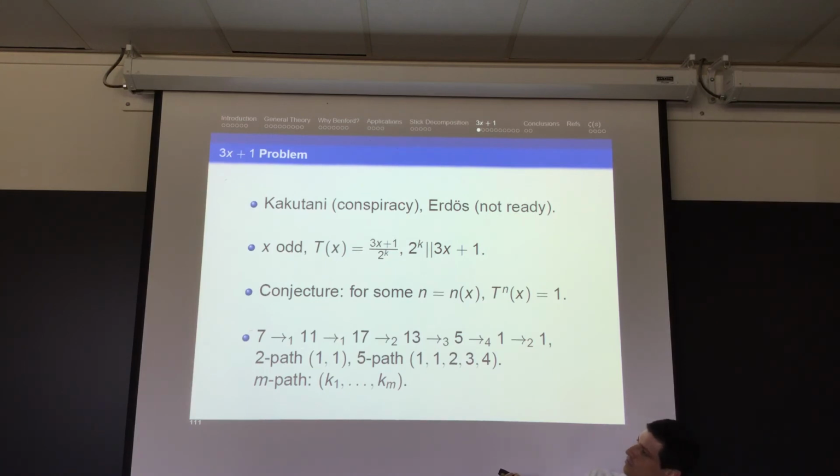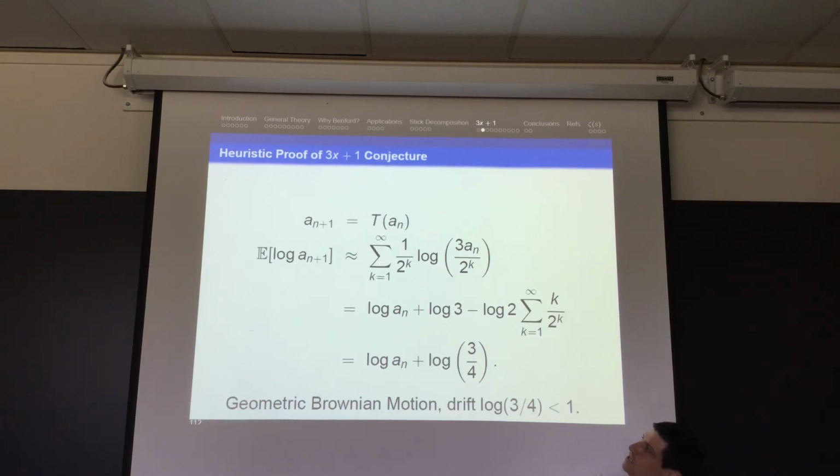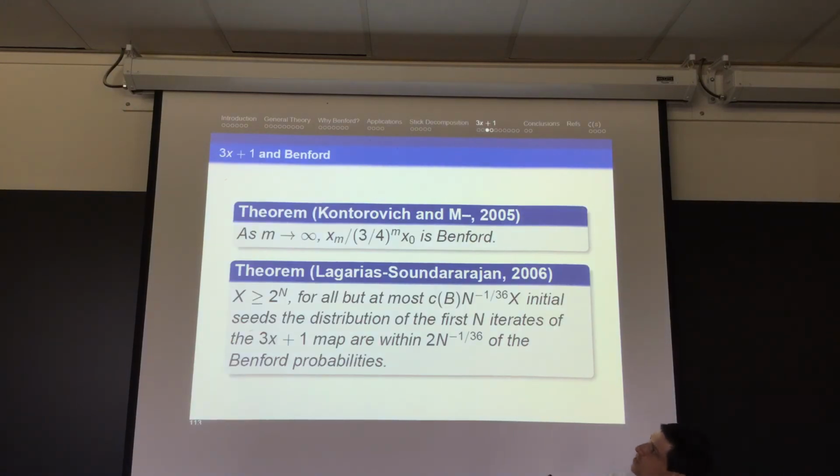And so I can look at all numbers whose m-path starts off with 1, 1. What numbers have this form? What numbers have 1, 1, 2, 3, 4? And here's a heuristic proof of why the 3x plus 1 conjecture is true. Don't really want to go into that now. This is the result I proved with Alex Kontorovich, who'll be speaking at YMC. And then this was generalized by 2 professors at Michigan when I gave the talk there.